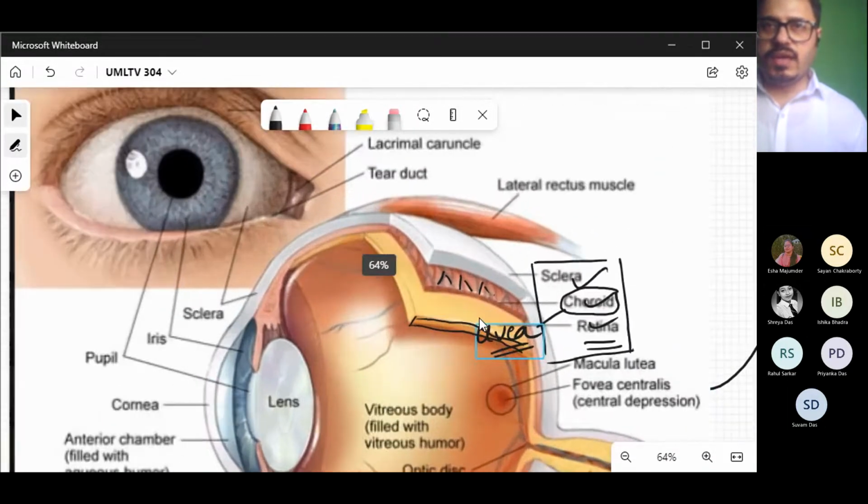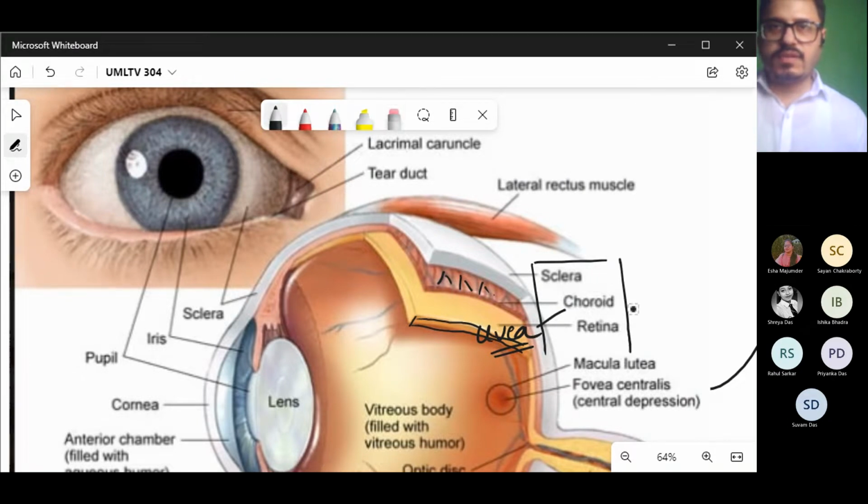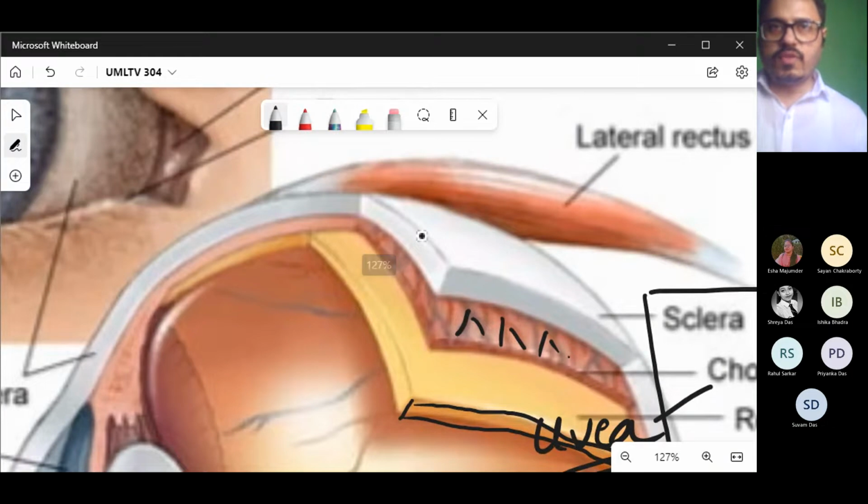In this particular diagram, can you see the 3 different layers? This is the outermost layer. Which one? I'm drawing the cut sections of the outermost layer.